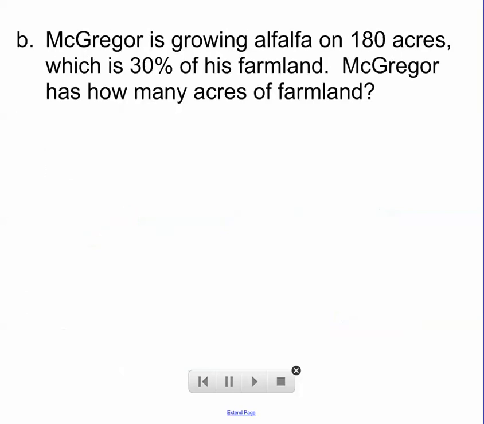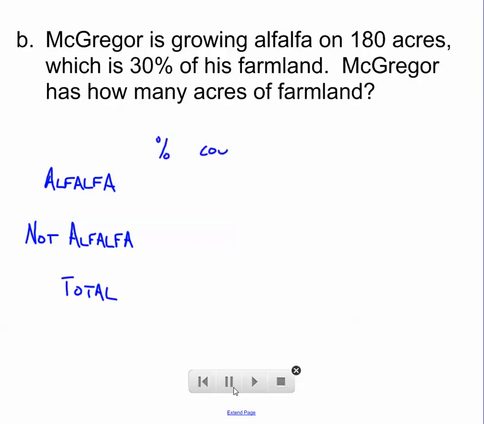Let's do this again. McGregor is growing alfalfa on 180 acres, which is 30% of his farmland. McGregor has how many acres of farmland? This is a little bit different, but we can still use this ratio table. He either grows alfalfa or he doesn't grow alfalfa on parts of his farmland. And then he's got a total. We're going to put this in terms of percents and a count. Here's our table. Looks like a big tic-tac-toe board here.